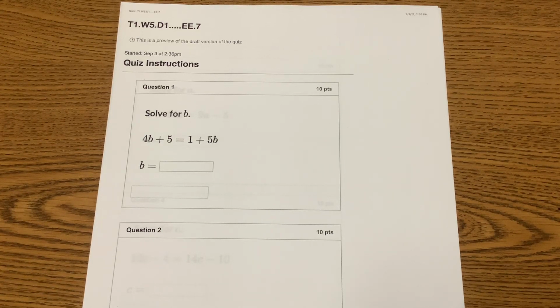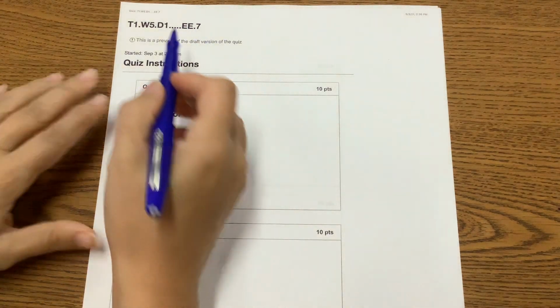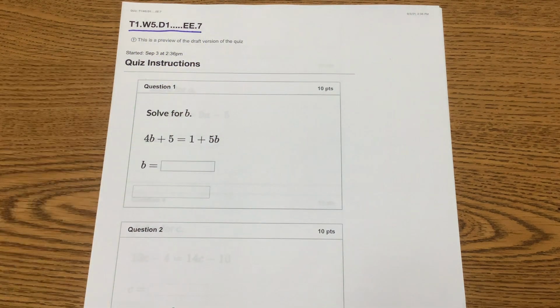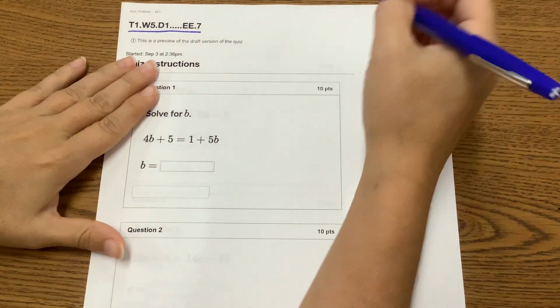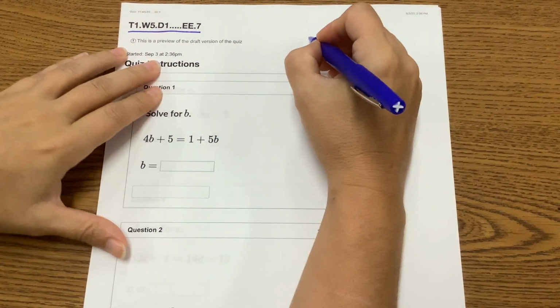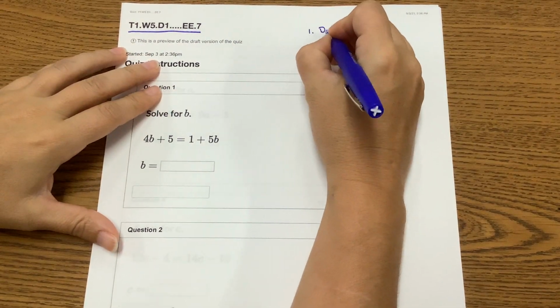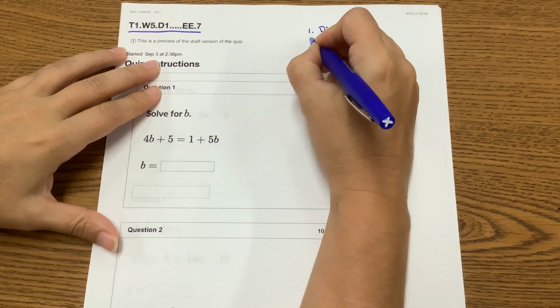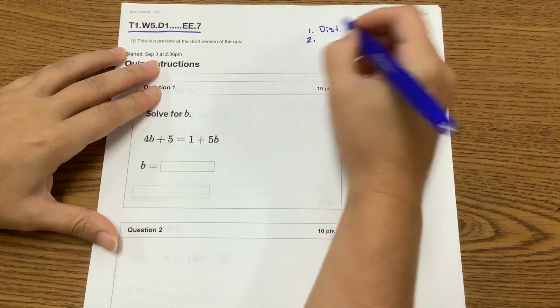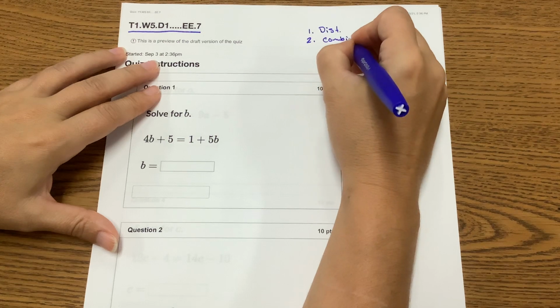Okay, this is the practice that we started on Tuesday. It's the assignment term 1, week 5, day 1, practicing over solving equations with variables on both sides. We took notes over this. We talked about a checklist where we checked to see if we need to use the distributive property. After that, we would check to see if we need to combine like terms.